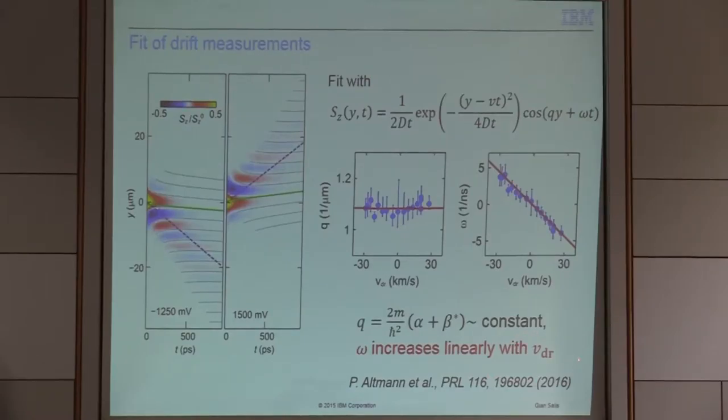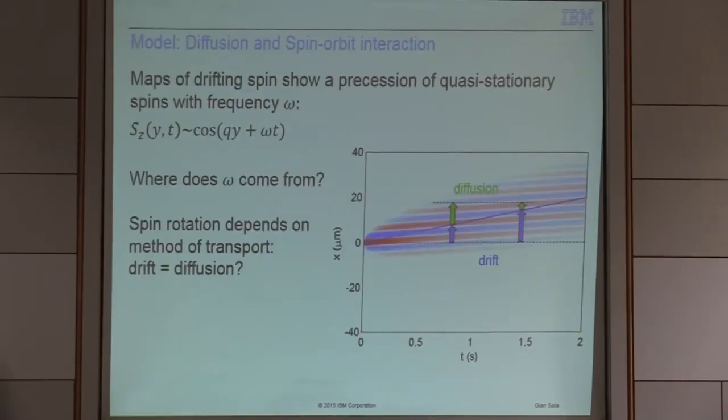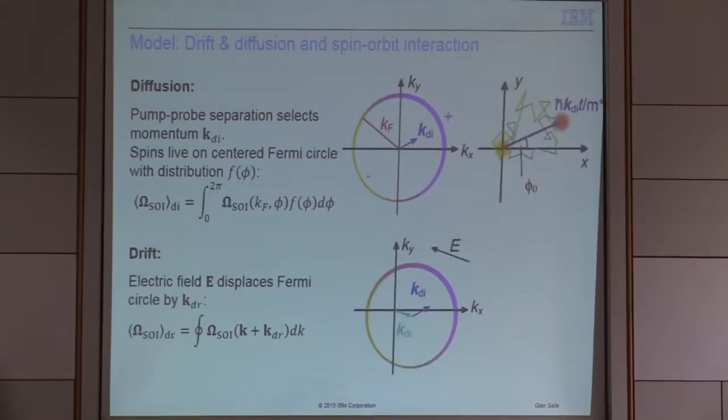Okay, so what is this precession frequency? Where does it come from? And as I explained in the beginning, we can think of transport being composed of a part that is done by drift, the blue line, and everything that is off the blue line is a part that comes from diffusion. And now if we have a tilt here in these lines, it means diffusion behaves differently than drift. Why is that? Let's now just do a very simple model and compare diffusion and drift.